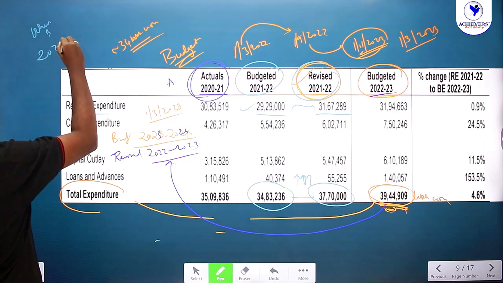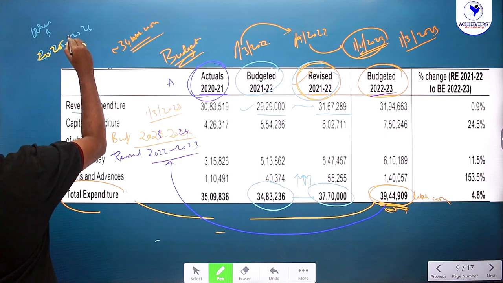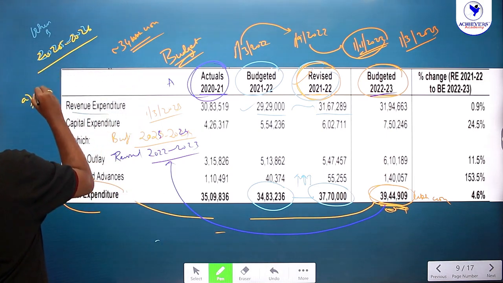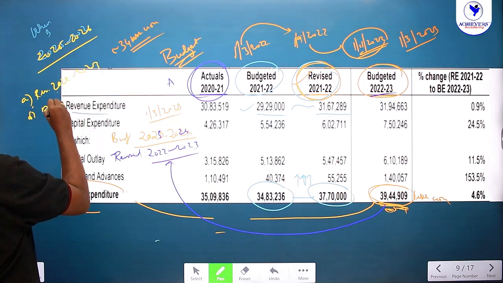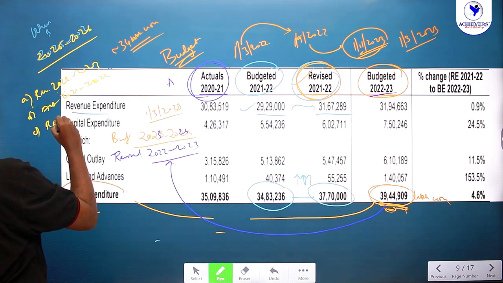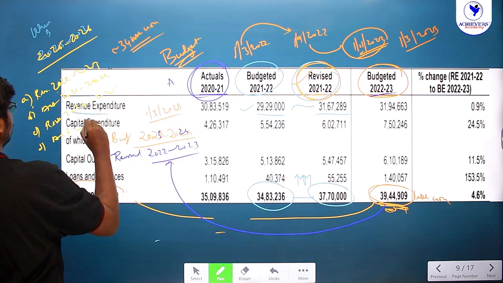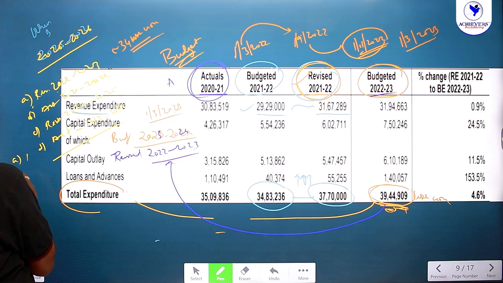in the year 2025-26, what all the figures would we be getting? Options: revised estimates for 2022-23, actual estimates for 2021-22, revised figures for 2024-25, and actual figures for 2023-24. Option A, 1 is true. Option B, 2 is true. Option C, C and D are true. Option D, all the above.